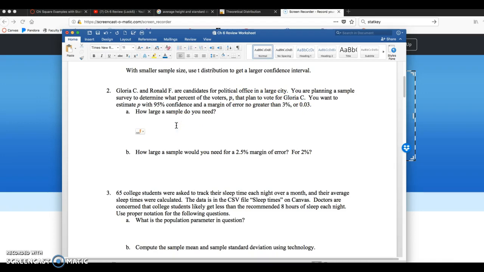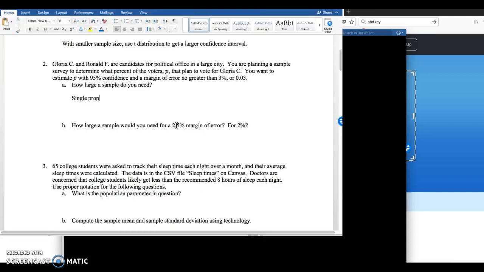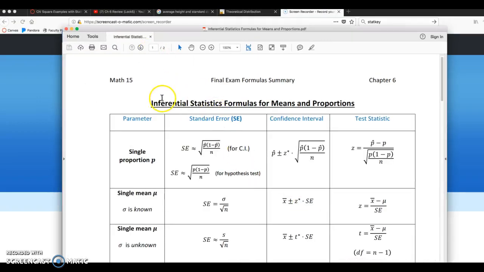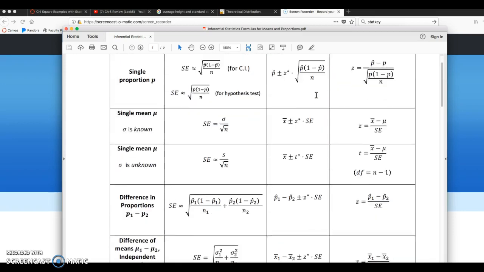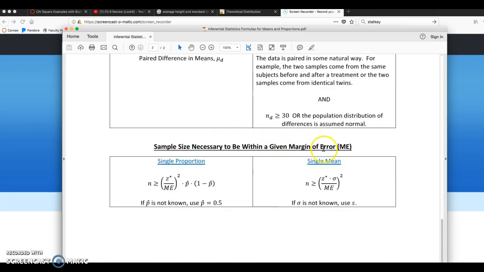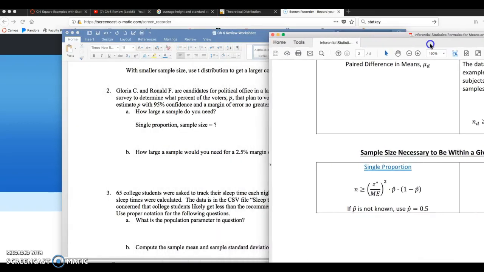So just to kind of talk about this, we're looking at a single proportion and sample size equals question mark. So we're looking at a single proportion. We don't know the sample size. I'm going to use the inferential statistics formula sheet from Chapter 6, and on the second page of this, I'll give you some formulas for the sample size necessary to be within a margin of error. We're looking at a single proportion. So here we have the formula: z star over margin of error, squared, times p hat times 1 minus p hat.